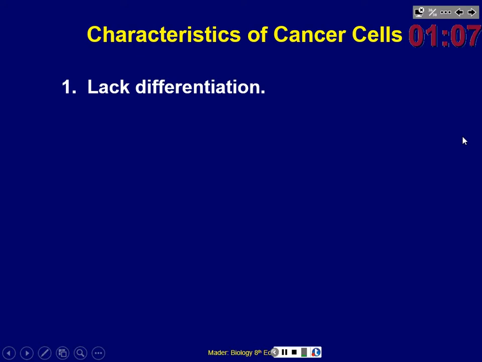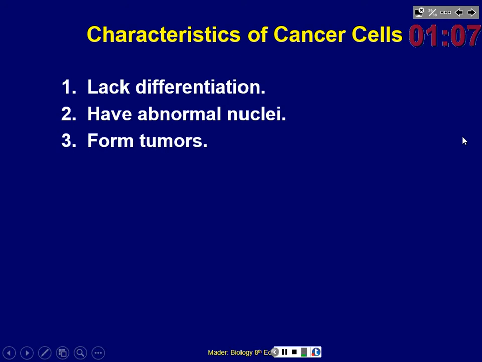Cancer cells have gone backwards. They are differentiated cells that have lost that. They don't know they have a job to do anymore, so they don't do their job anymore. They also have abnormal nuclei. It's misshapen, it's larger. It's not right. They also have the ability to form tumors.